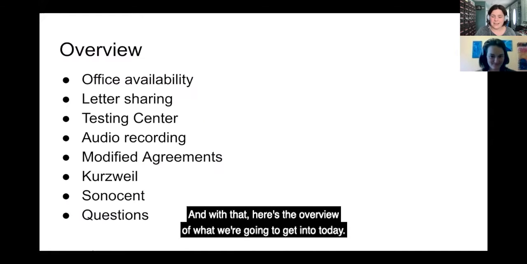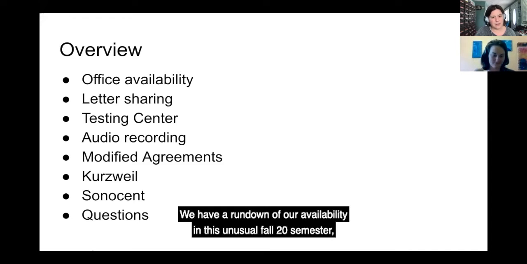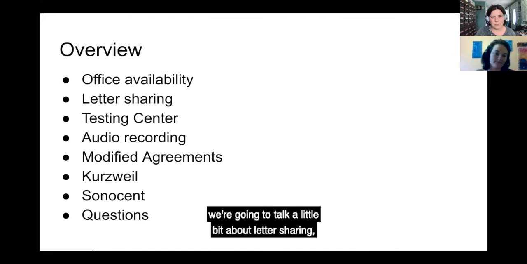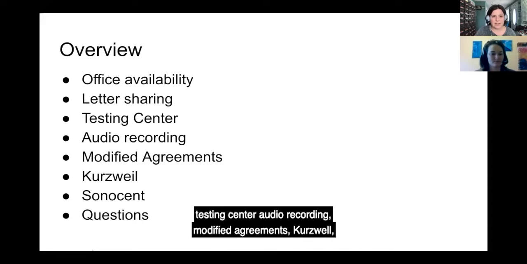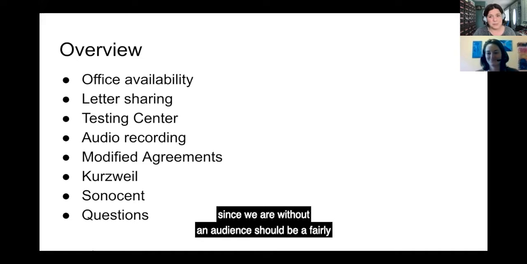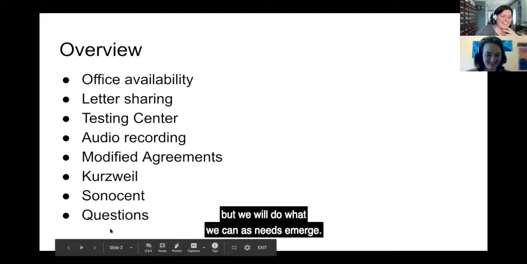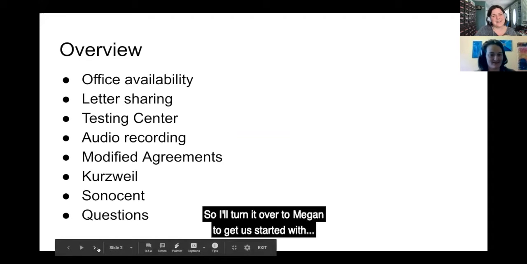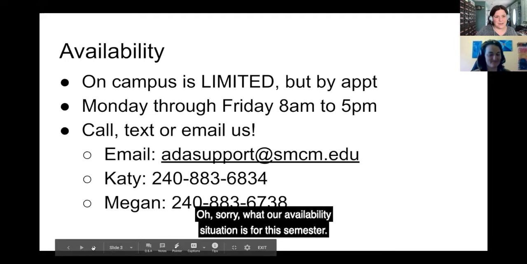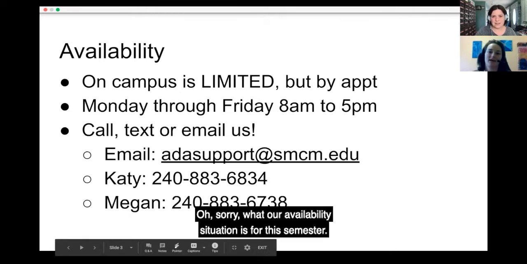And with that, here's the overview of what we're going to get into today. We have a rundown of our availability in this unusual fall 20 semester. We're going to talk a little bit about letter sharing, testing center, audio recording, modified agreements, Kurzweil, Sonocent, and leave some time for questions, which right now, since we are without an audience, should be a fairly minimal list, but we will do what we can as needs emerge. So I'll turn it over to Megan to get us started with what our availability situation is for this semester.